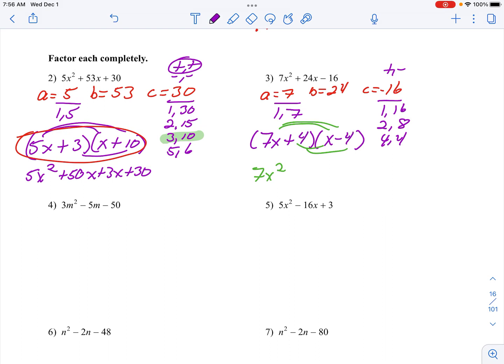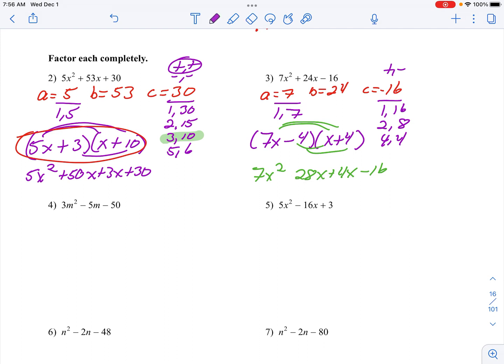So I tried the 4s now. Distribute. All right. So when I distribute there, I get 7x squared minus 28x plus 4x minus 16. Negative 28 plus 4, that's negative 24. Man, we are so close. So when we are that close, that means leave the numbers in place and just flip your signs. That should be the minus, that should be the plus. Anytime you get opposites, just switch your signs.